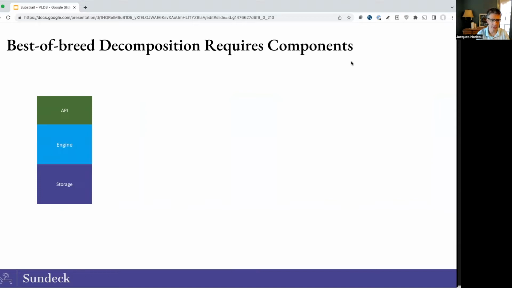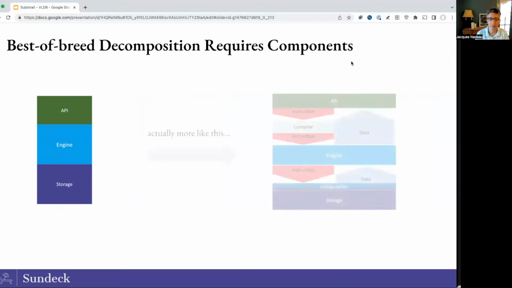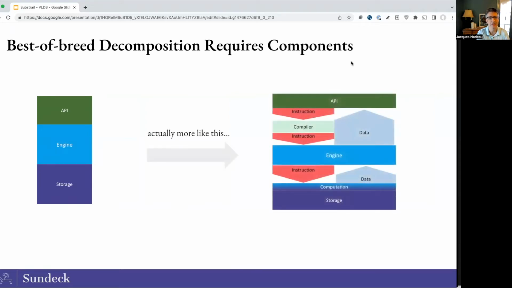Well, as we all know, a database is not as simple as some storage, some engine, and some API, right? And I'm going to say a slightly more complex version of that looks something like this: you have an API. The API allows you to express instructions, which are handed to a compiler. The compiler then takes the instructions, turns that into a new set of instructions, goes through several layers of transformation and optimization, potentially thinking through how to slice this up and run it in a distributed way, and then passes that information on to an engine.